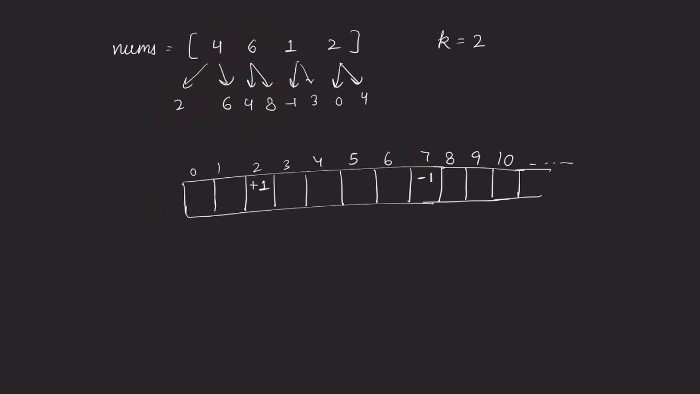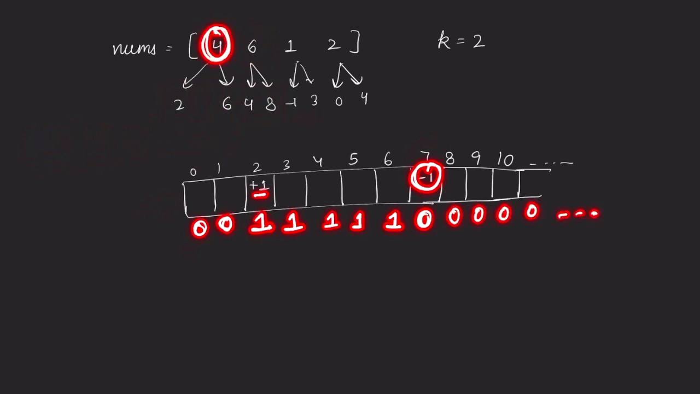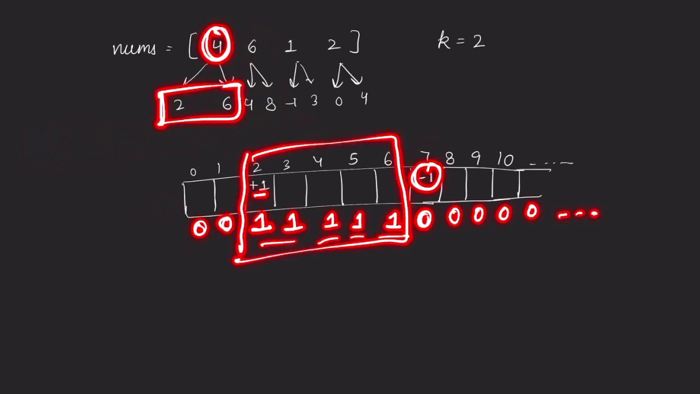Why are we doing this? In a prefix sum, in the current index we add the value of the previous index. So in this particular case, let's suppose it was 0, here you will get a 1 because of this plus 1. Then you will get 1 here, 1 here, 1 here, 1 here. You will get a minus 1 over here, so from here you will get 0, 0, 0, 0 and so on. So for 4, the range was 2 to 6, and here from 2 to 6 we are getting a 1. It denotes that all of these numbers are present in one of the ranges.